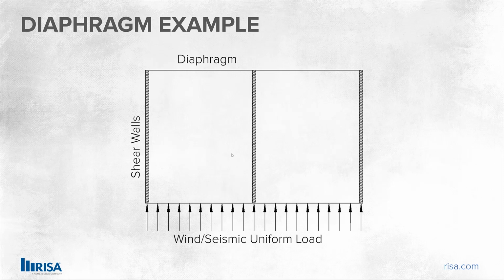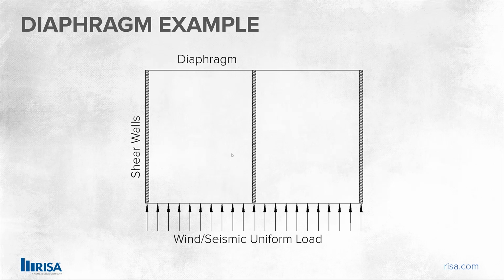Okay, so before we dive into some live demonstration of RISA-3D, I want to take a moment to review the various diaphragm options that exist within our workflow. So there's three main options. The first is a rigid diaphragm. Next, we have a semi-rigid diaphragm. And then finally, a flexible diaphragm.